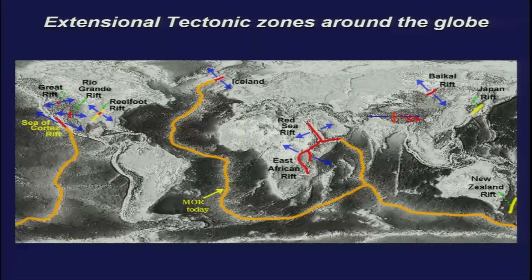Then we have a very prominent one, Baikal Rift, and then rift in Japan, and then you have rift in New Zealand, and so on. And you have Great Rift, Rio Grande Rift here, and so on. Okay, so we have then the distribution of the extensional tectonic zones around the world.